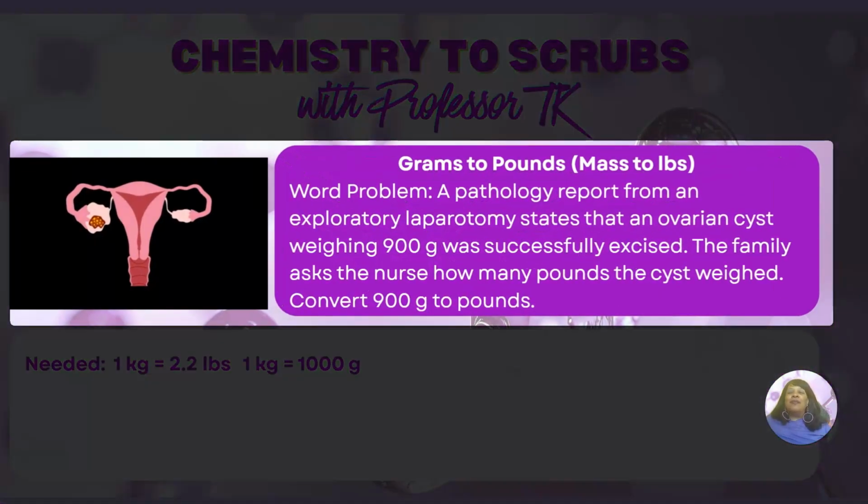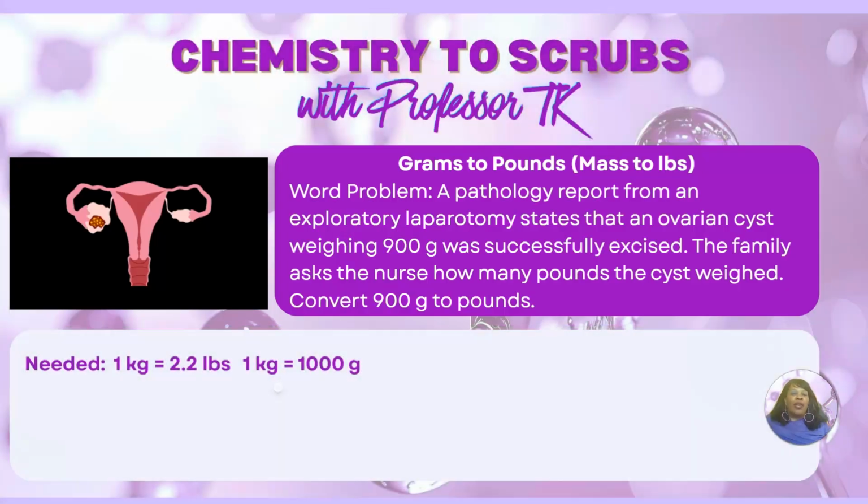Grams to pounds. A pathology report from an exploratory laparotomy states that an ovarian cyst weighing 900 grams was successfully excised. The family asked the nurse how many pounds the cyst weighed. Convert 900 grams to pounds. Now, in this particular example here, they gave you grams, right? 900 grams. Well, one thing you're going to have to do is, in order to use this conversion here of 1 kilogram equivalent to 2.2 pounds, you need to first convert your 900 grams to kilograms.